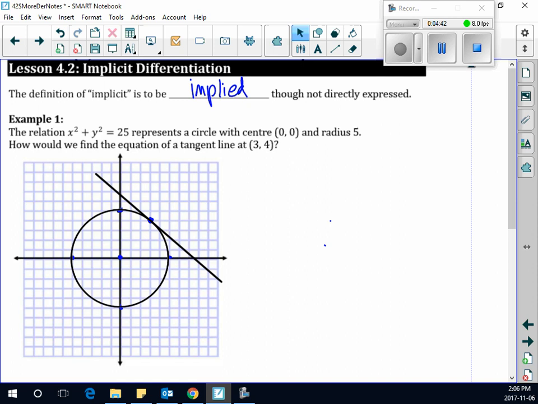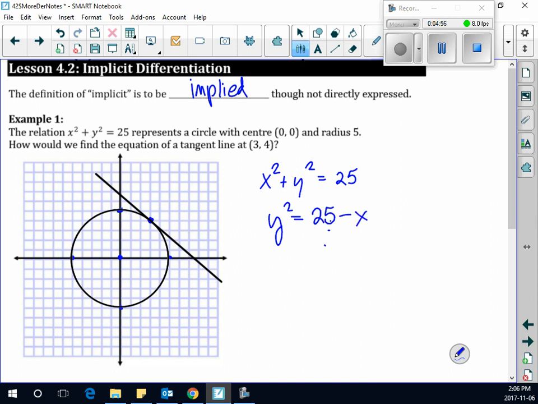So when you have x squared plus y squared equals 25, how do I solve for y? Move x over. So y squared equals 25 subtract x squared. Then we square root it, and we don't just get the square root of 25 minus x squared. We get plus or minus.